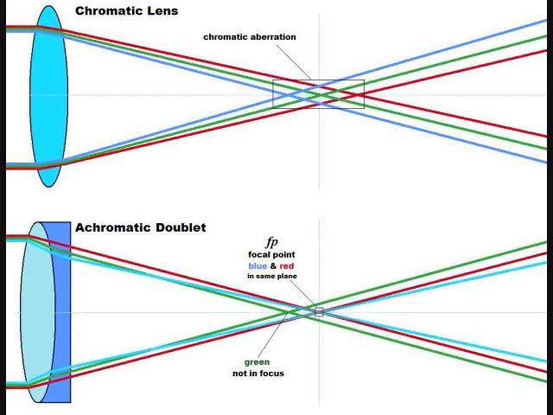So it's still going to have a little bit of goofy, what we call chromatic aberration, which is basically, it's not going to be a perfectly clear image. But it's a lot better than it used to be.